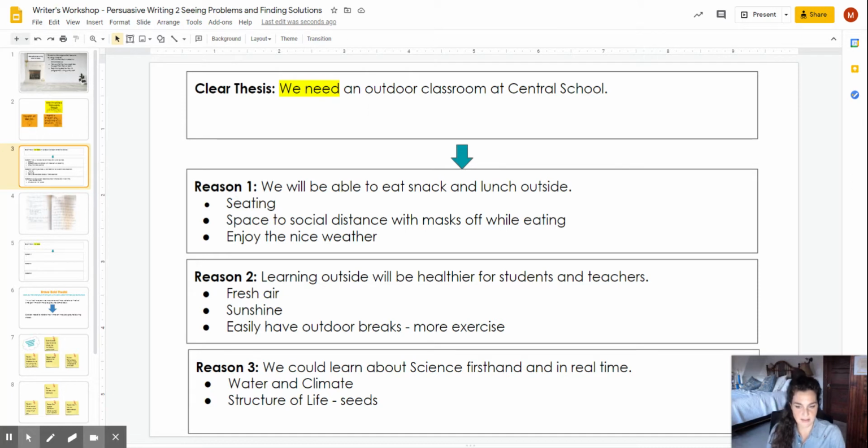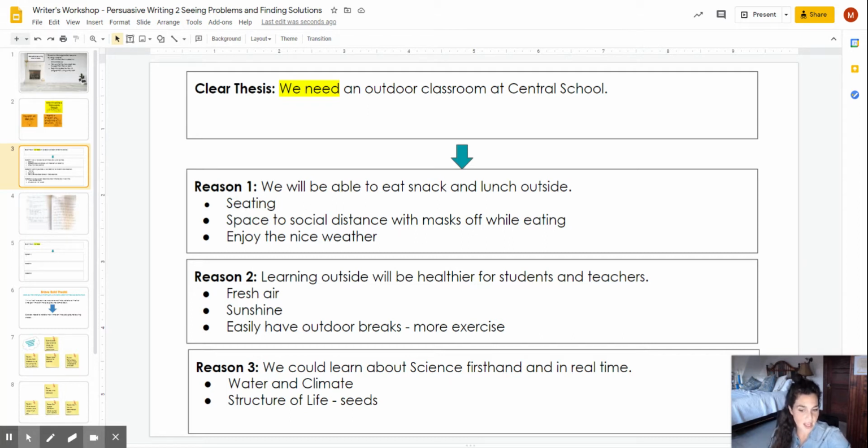This is the kind of work you might do today before you draft, because for many of you, this will help you make sure you have enough ideas to support your claim and also help you figure out how to paragraph, because each one of these reasons should be its own paragraph. Some of us are falling into the trap of writing our thesis and then just writing first reason, second reason, third reason, and saying, I'm done.